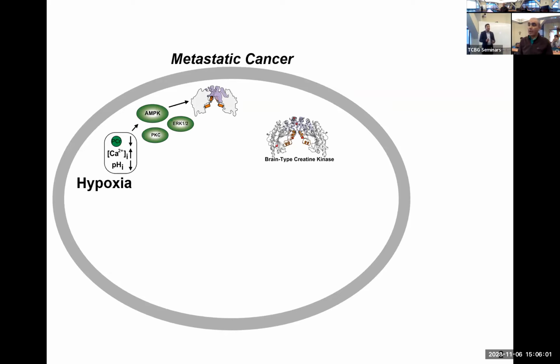creatine kinase that catalyzes the reversible phosphorylation of creatine to generate phosphocreatine from ATP, and it has high abundance in neurons and metastatic cancer cells. And the other 2 are sphingosine kinase 1 and sphingosine kinase 2, which is coming.